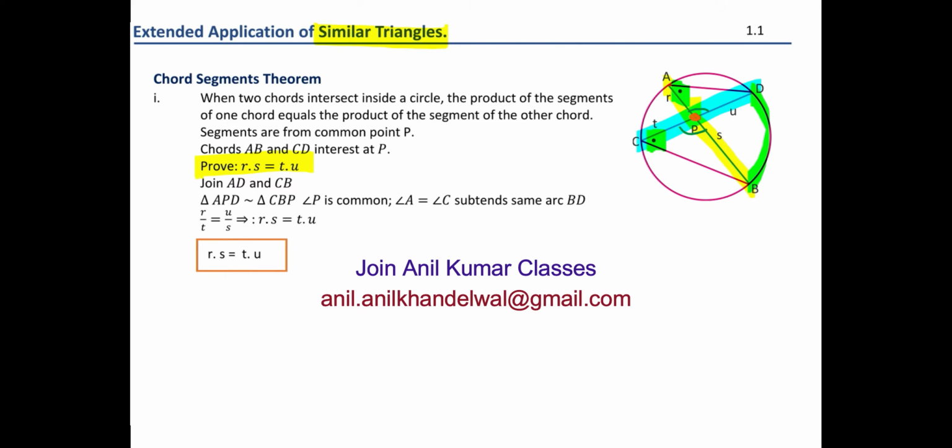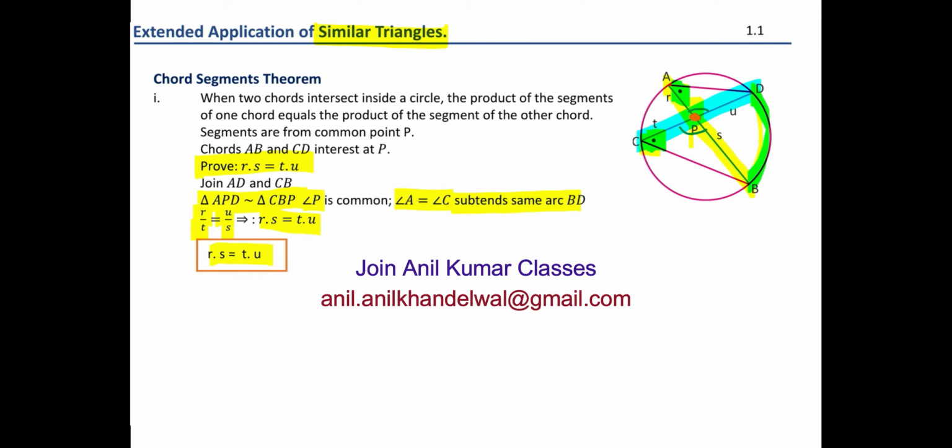The reason is that triangle APD is similar to triangle CPB since angle P is common, so this angle P is the same, and angle A equals angle C as they subtend the same arc B to D. Is that clear to you? So they are similar triangles. Since they are similar triangles, the ratio of corresponding sides is equal. When you cross multiply, you get the relation.